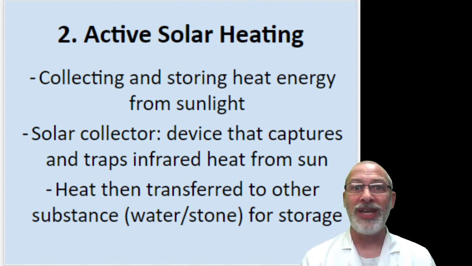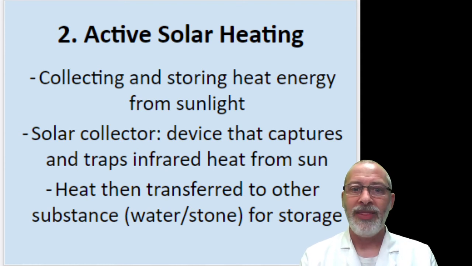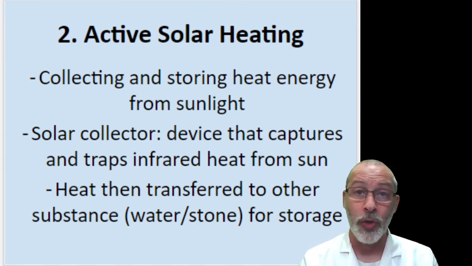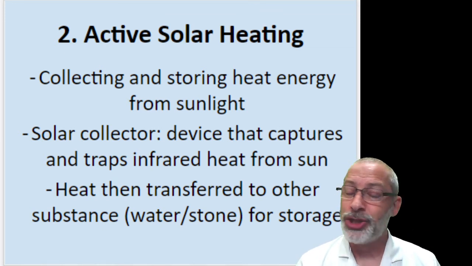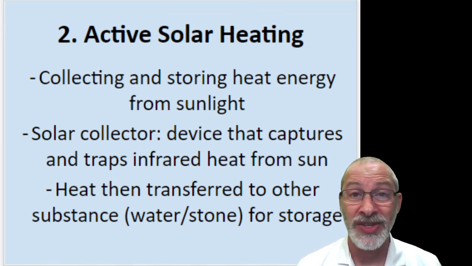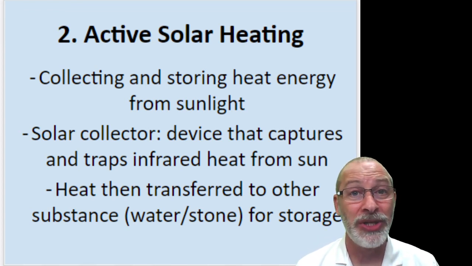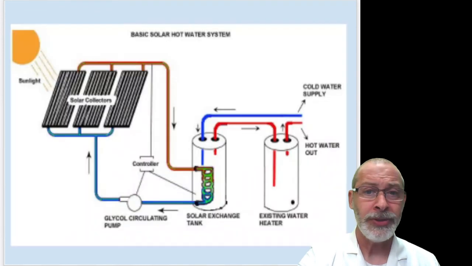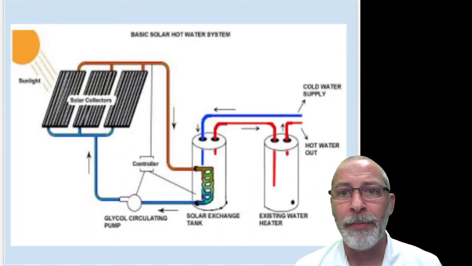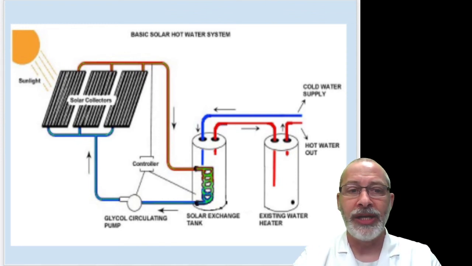Why? Because that dark colored pavement is a material that is not only absorbing, but it's also storing that heat energy. Chances are, when the sun sets, that asphalt driveway is still going to be warm for a period of time. So once again, here is the basic system of active solar heating.